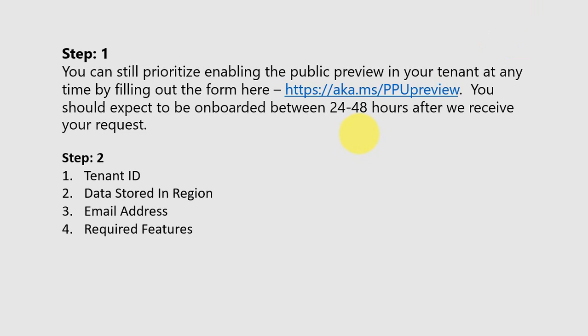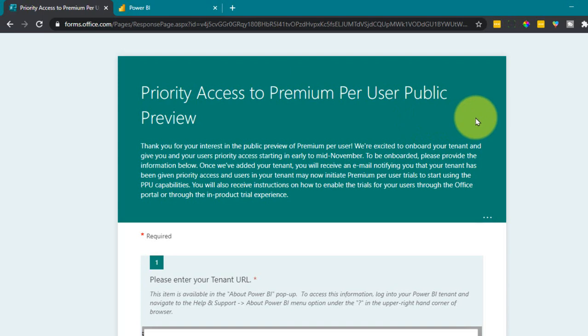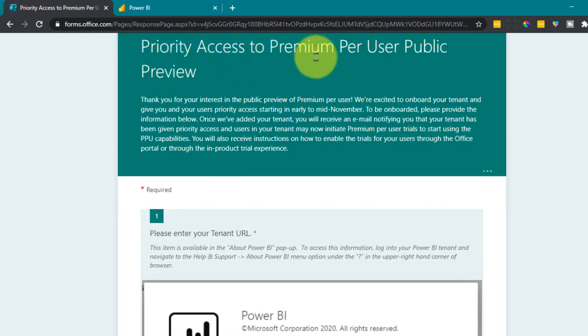Now, coming back here, first of all, you need to request Microsoft to get this premium per user preview feature. In order to do that, you have to click this link, and I will also share this link in the description below of this video. Once you fill out the form, you have to provide the tenant ID, data stored in region, email address, and required features. It will get activated in 24 to 48 hours, and the way you have to activate it we'll discuss in this video. Once you click on this link, it will open this in a browser for the priority access to premium per user public preview.